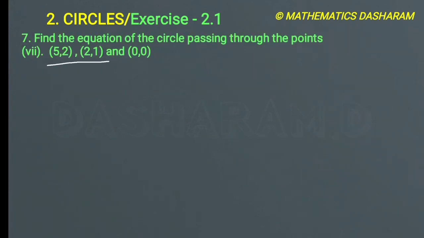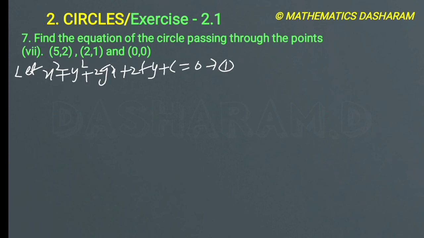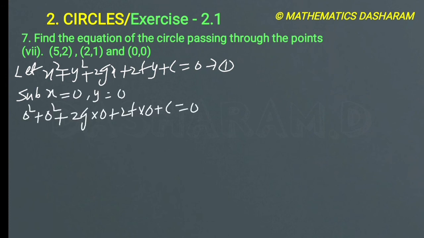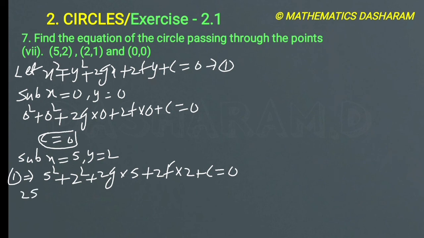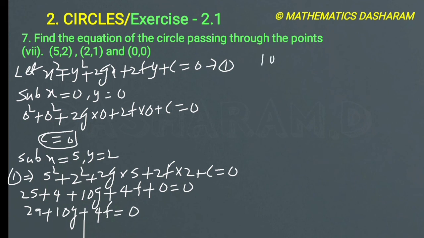Seventh question: 5 comma 2, 2 comma 1 and 0 comma 0. Substitute the first point, that is 5 comma 2. Actually, instead of the first point, substitute the last point 0 comma 0, because you will get the c value directly. So these are all 0 except c, so then c value is 0. Next, substitute the first point 5 comma 2. So 5 square is 25, 2 square is 4, and 5 2s are 10g, plus 2 2s are 4f, and the c value is what? 0. So 10g plus 4f equals minus 29.